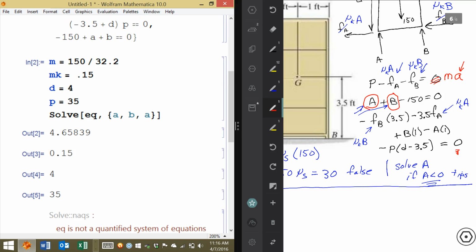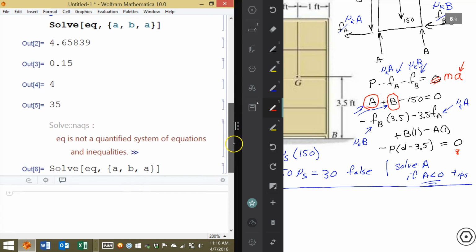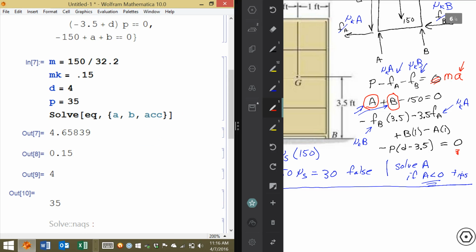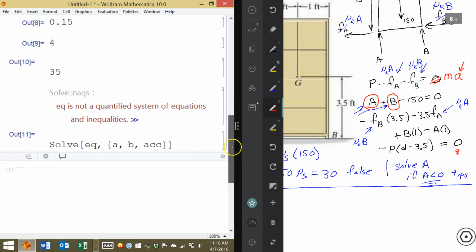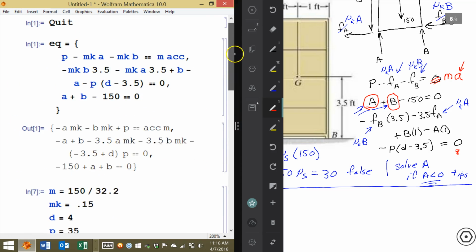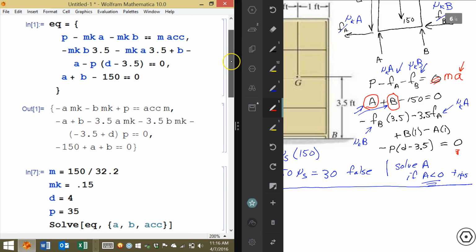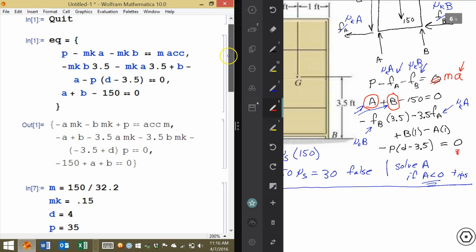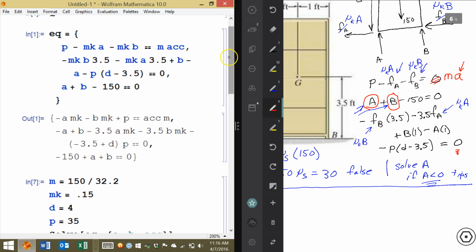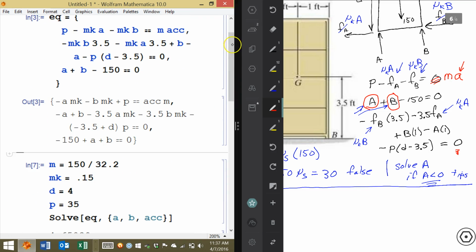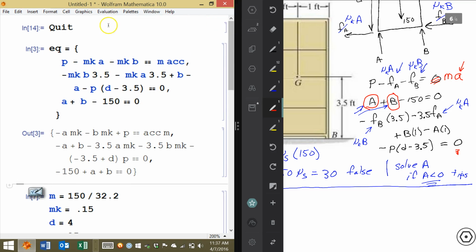We'll hit enter. All right, so what did I do wrong? Oh, AB, ACC, acceleration, ACC. Boom. All right, EQ. Okay. Oh, no. All right, let me pause this and see if I can figure out what I'm doing wrong. Okay, I don't know what I was doing wrong, but things seem to be okay. I'm just going to go ahead and re-execute this.